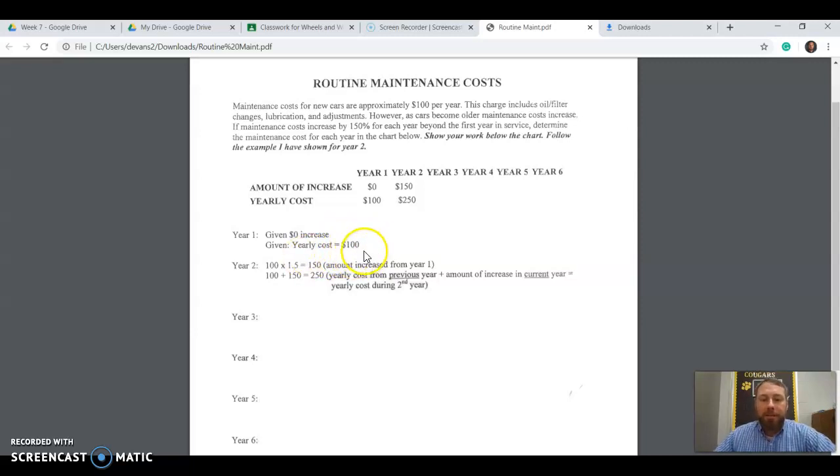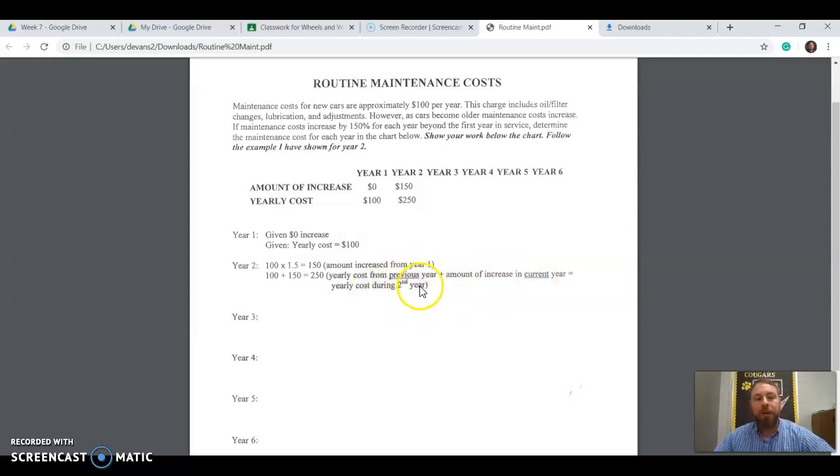So you take this $100 and then you bring that down to year two, and we're saying that in the second year it's going to increase by 150%. So you take year two and you multiply year one's maintenance cost by 1.5, get you 150, and then you add those two together to get your second year, because you're always going to include the previous year as well. It's growing by 150%, so you have to save and carry over the prior year's expense as well. So you take the yearly cost from the previous year plus the increase, and that gives you your total cost for that year.